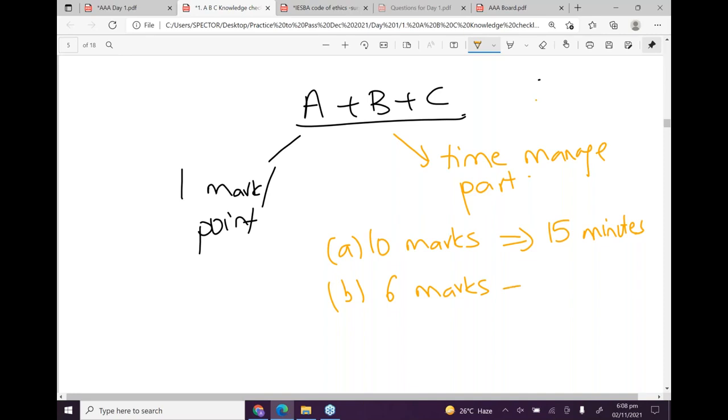Part B is 6 marks. I'm going to complete my answer as much as I know in 9 minutes and move on to part C. So she is saying when you are writing down the answer, please allocate time to each part, because if you end up spending 30 minutes on a 10-mark answer, you won't be able to complete your paper at all.